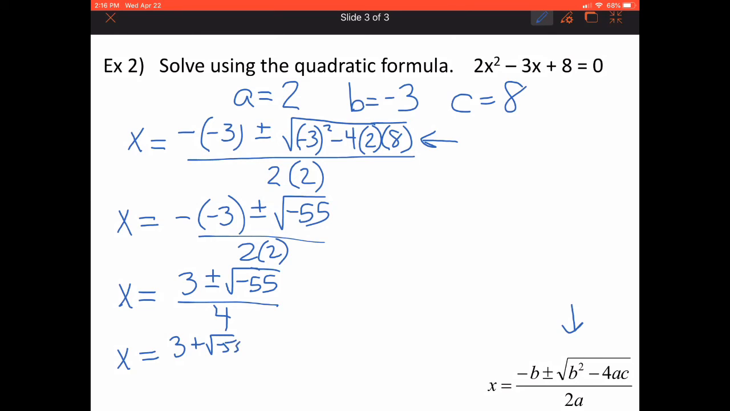I'm going to break it up: addition, and then subtraction. Okay, and then I can go to my calculator and plug it in.